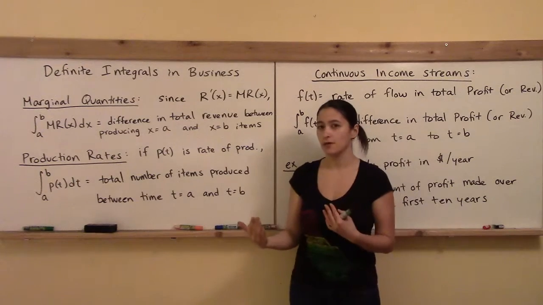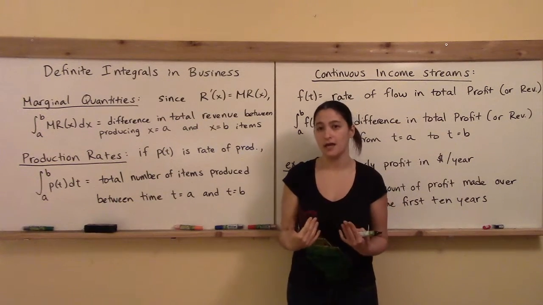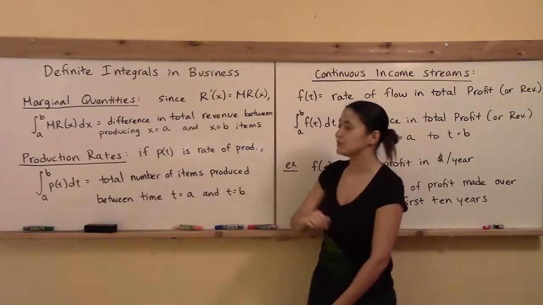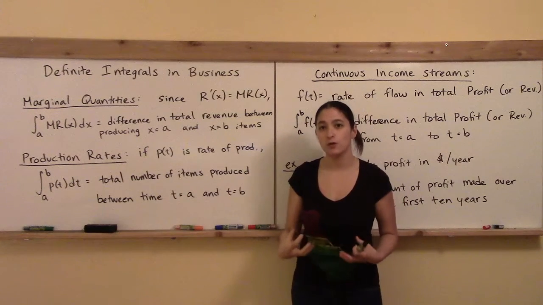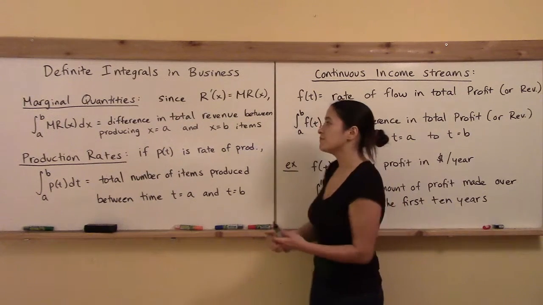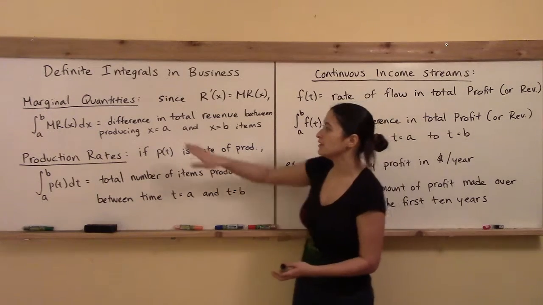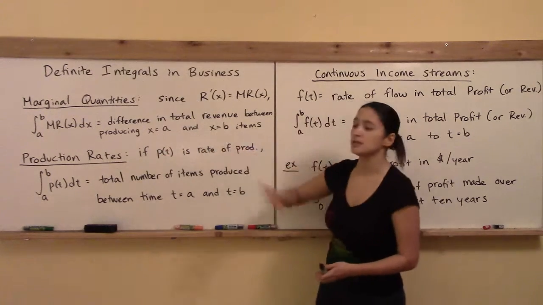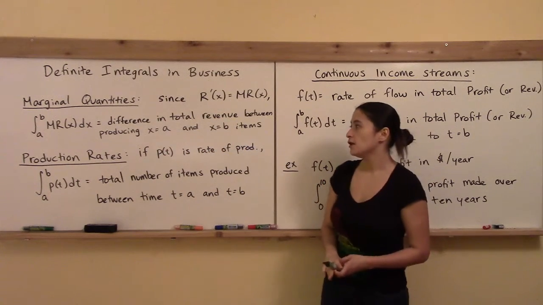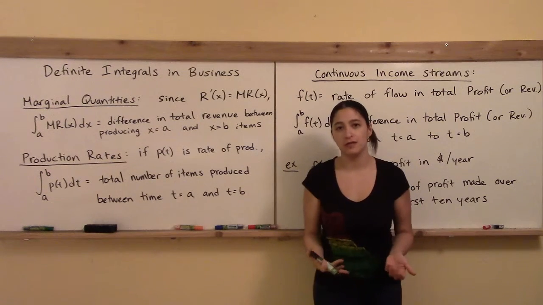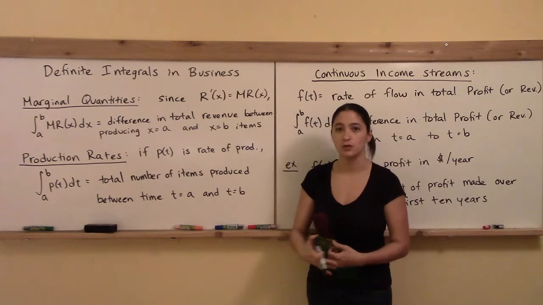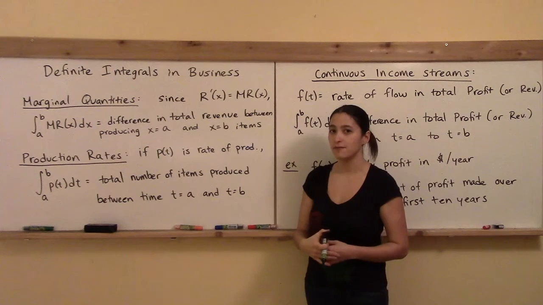But what is capital R of B minus capital R of A? Well, that's exactly what I've written in words. That's the difference in the amount of total revenue that we will receive if we decide to up our production from producing A to producing B number of items. Alright, so anytime we integrate a rate of change, we're going to get a difference in total quantities when that integral is a definite integral.